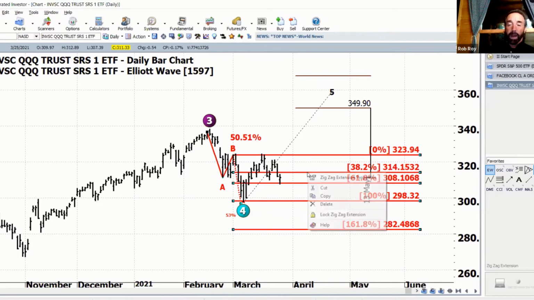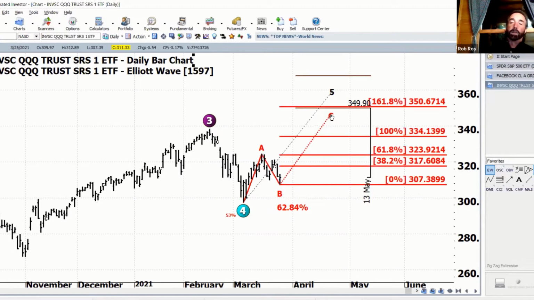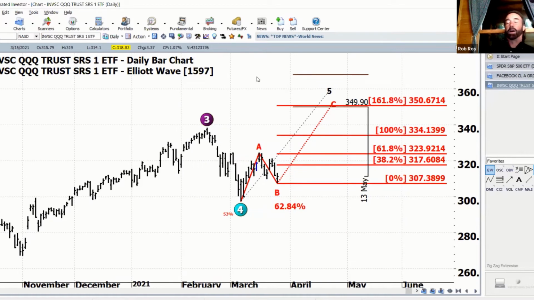And so that completed. So we had a complex 4 with a perfect zigzag, and now we're looking to have faith in this stuff, is what I'm trying to say. This stuff works. And so here we are at the 62% level, and look, 161.8% extension on that zigzag takes us right to the wave 5 target within the tap box.